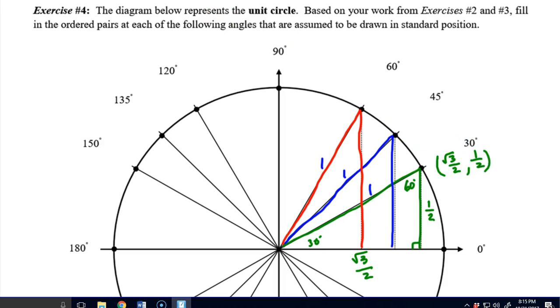Okay, let's do the same for the blue triangle. So flip your paper around and see what the sides of the blue triangle should be, the 45-45 triangle. Hopefully you saw that the vertical side is square root of 2 over 2, and so is the horizontal side. So that means both the x and the y are square root of 2 over 2. I wanted that to be blue. Let's see if we can get that.